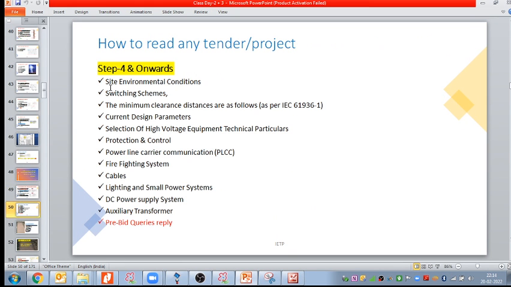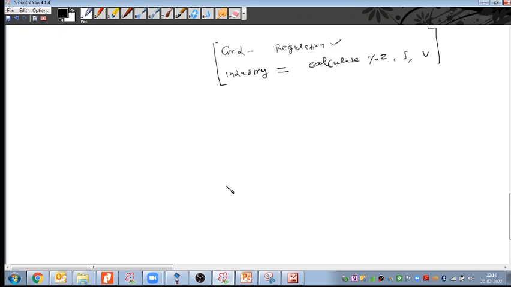And then step number four: how to read any tender project specifications. Step one is done. What was step one? Step one is to check the scope of the work. Step two, read the technical specifications, collect all the grid regulations, and ask your project team for all this data. Have all the IEC and IEEE standards.